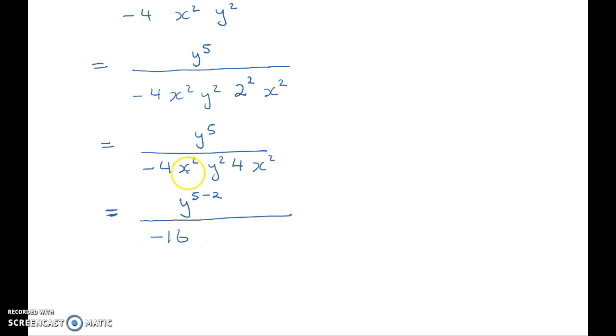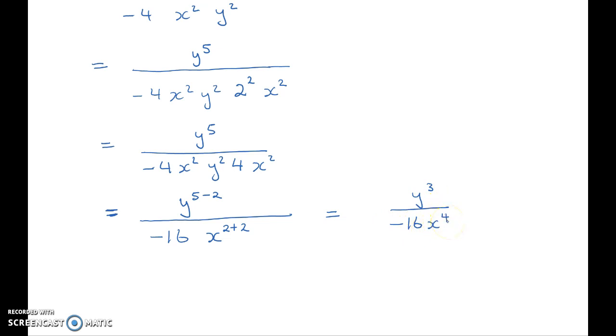And then we have x's. We have x squared and x squared. So they're both on the bottom, so it's going to be 2 plus 2. So now just tidy it up, and it's going to give you y, 5 minus 2 is 3, over negative 16 x to the power of 4.